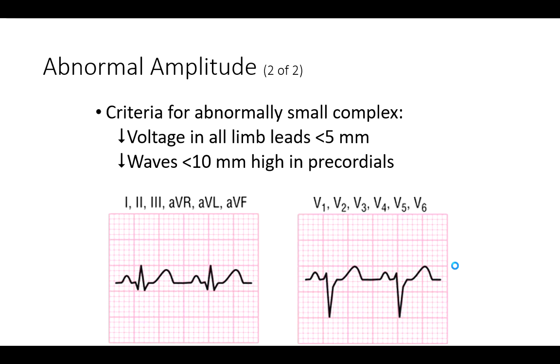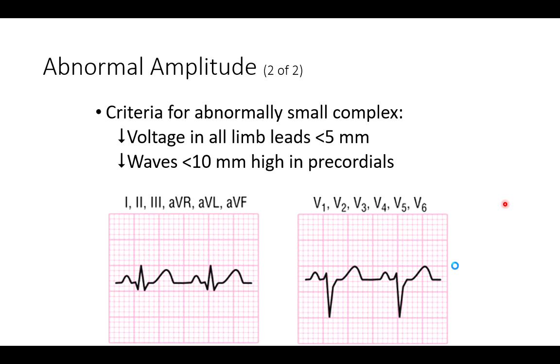So we look at amplitude, and we've talked about voltage. I talked about limb leads. So criteria for abnormally small, and I mentioned, okay, if a lead is small, now here's the answer. Well, what does that mean? It would be a voltage that's less than 5 millimeters in the limb leads and less than 10 millimeters in the precordials would be considered abnormally small.